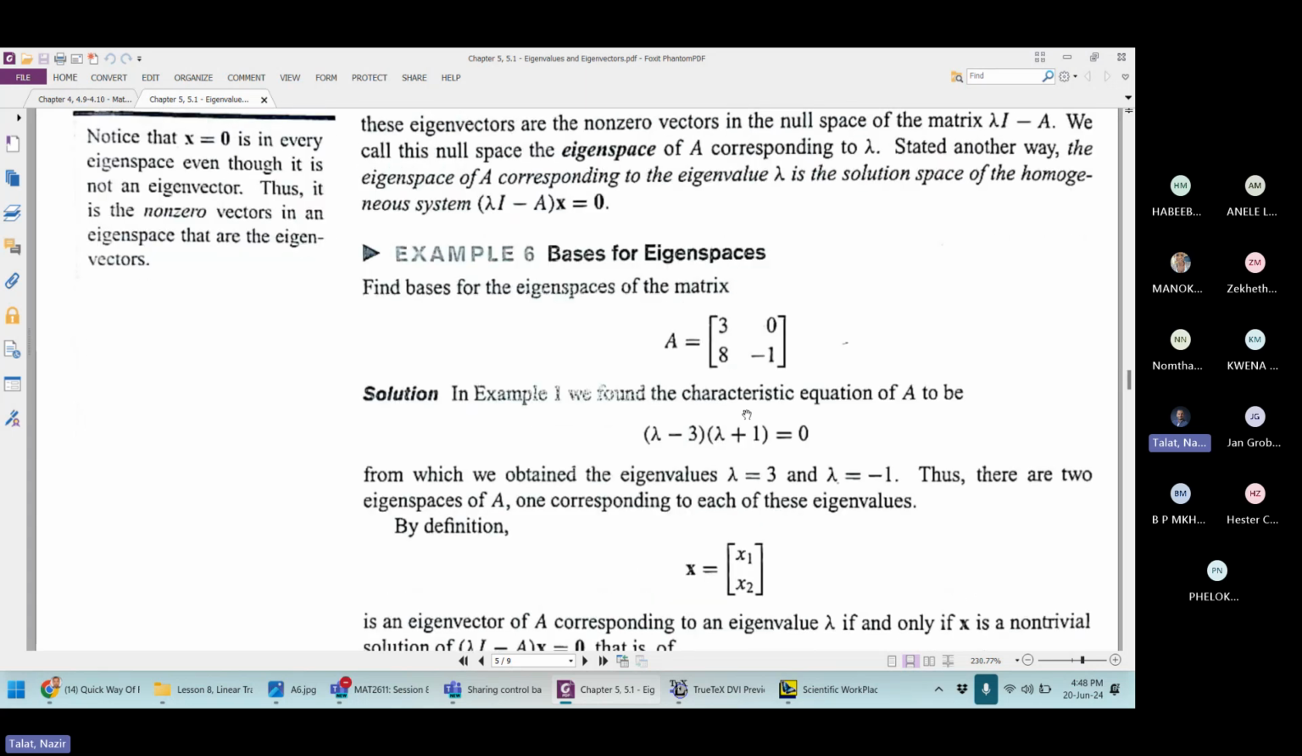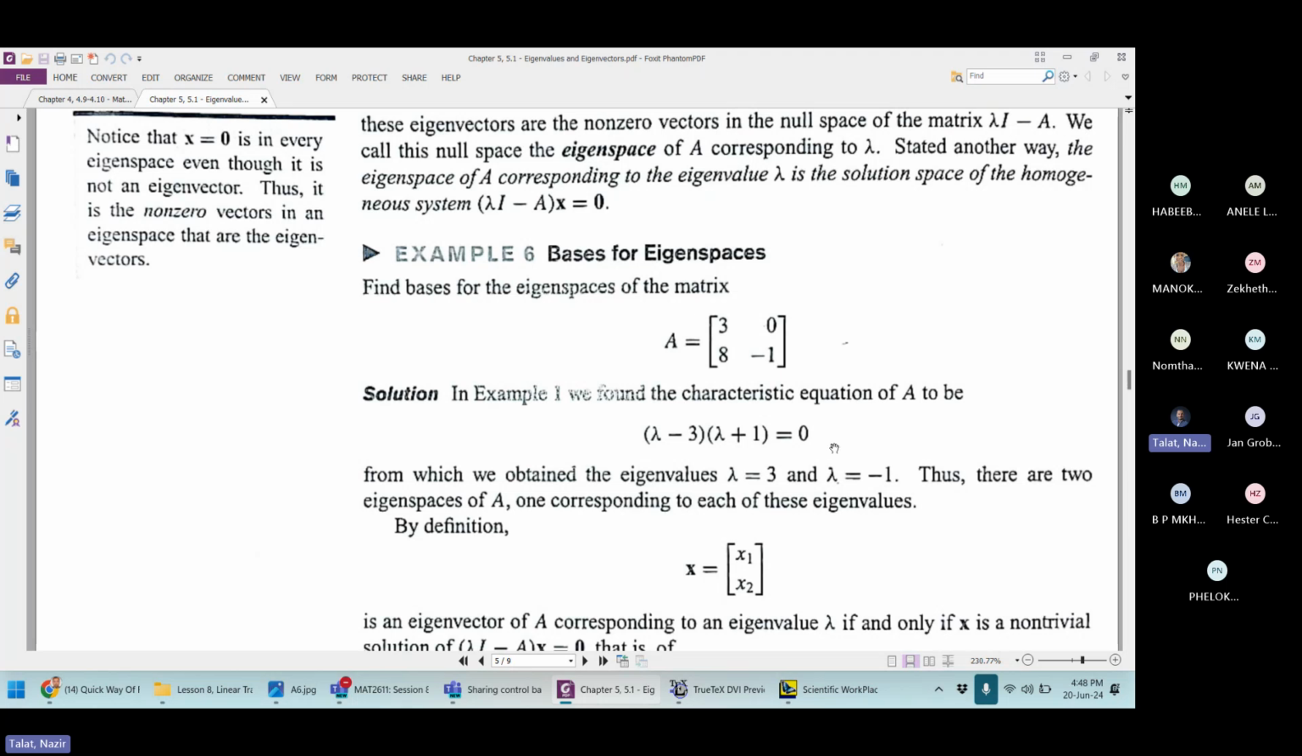For example, if you have a matrix A and want to find the basis of an eigenspace, we know from the characteristic polynomial, the determinant of lambda I minus A equal to 0, that we can get its two roots, and these are called the eigenvalues, like 3 and minus 1. If we have the eigenvalues, we can find eigenvectors, meaning those vectors x which satisfy the equation (lambda I minus A)x equal to 0.